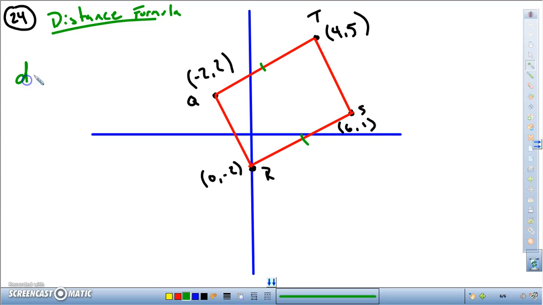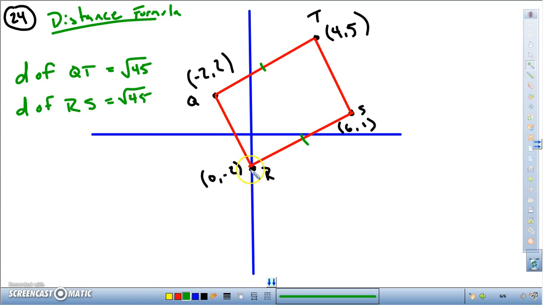Okay, so distance of QT and then distance of RS. And I want those to be congruent to one another. And just for the sake of time here, we're not going to go through the process of actually plugging this stuff into the distance formula. Okay, but you do end up with a distance of √45 for both of those. So I know that those sides are congruent.